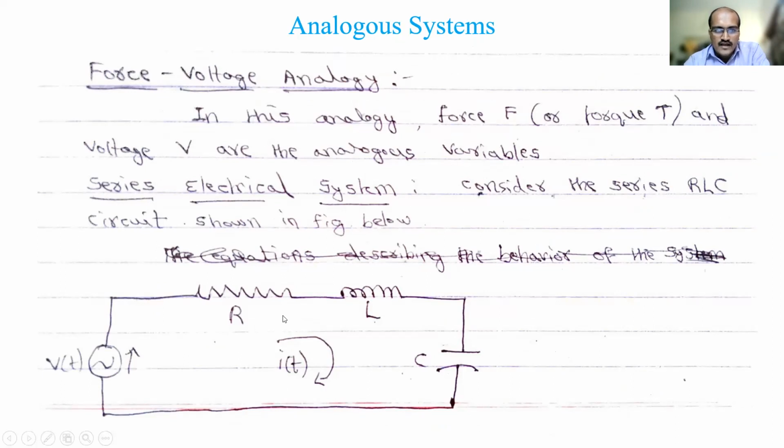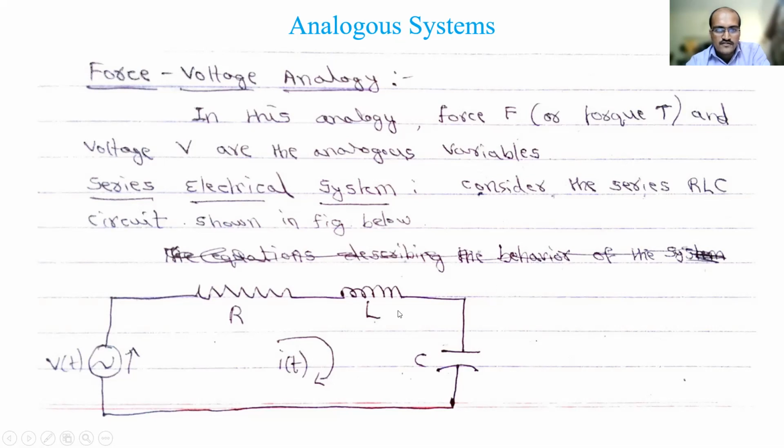It looks like this: RLC, the current in the circuit is I of t, and there is a voltage source, so voltage is the supply. So this is the network. If you write the KVL for this, we already wrote it last time. V of t is equal to R into I of t, plus L into di by dt, plus 1 by C into the integration of I of t dt.